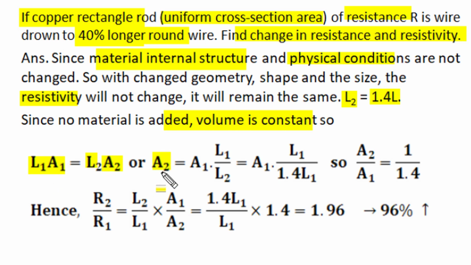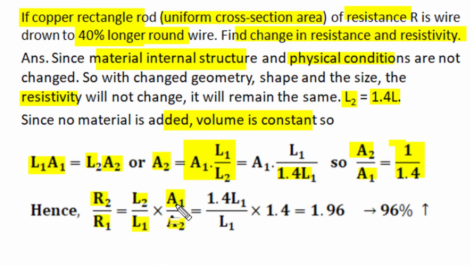So the new length and new cross section area give the same product as the initial length and area. So new area in terms of initial area is given by this relation, and the length ratio is given. New length is 1.4 times initial length. So the ratio of new area and initial area is equal to 1/1.4, and we know resistance is directly proportional to length and inversely proportional to area.